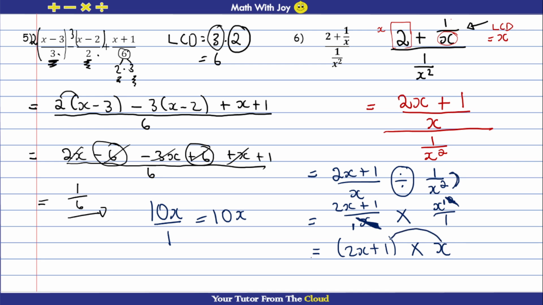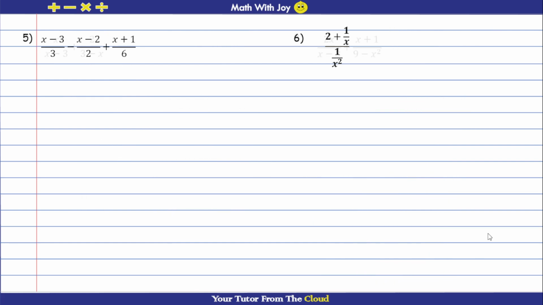That's why I put this in bracket, because all of this numerator needs to multiply with that x. Now you need to multiply the x inside, distributive property. So you're going to get 2x times x is going to be 2x squared plus x, because 1 times x is x. And that's your final answer here. Right, let's try another question.